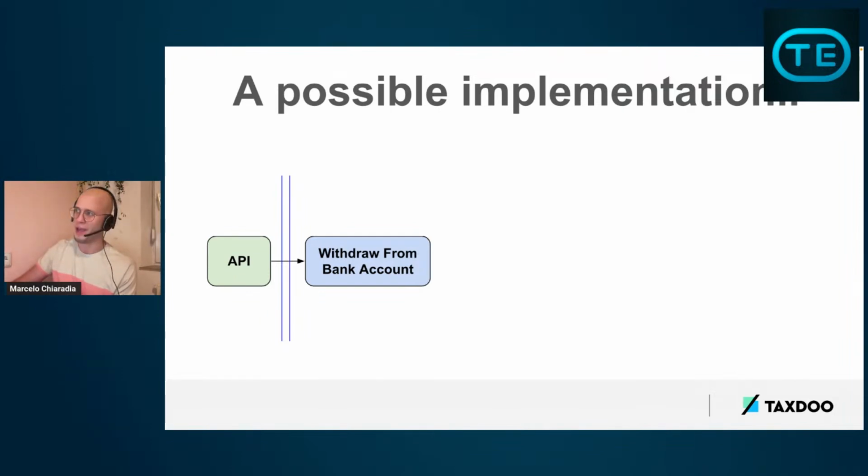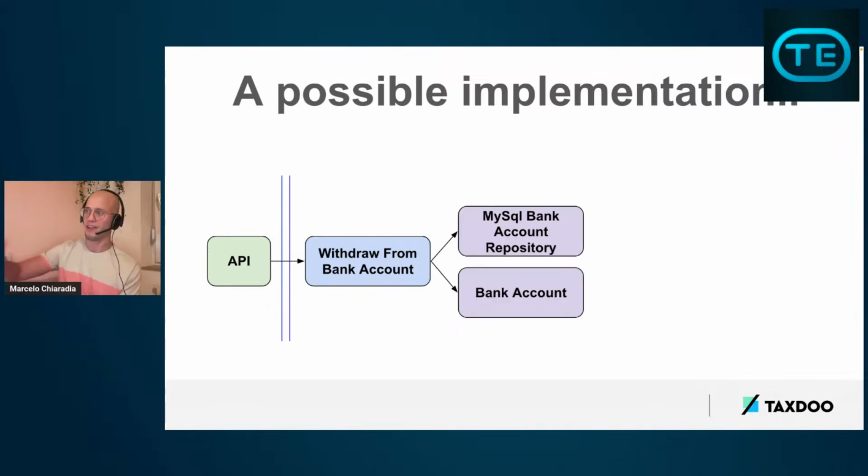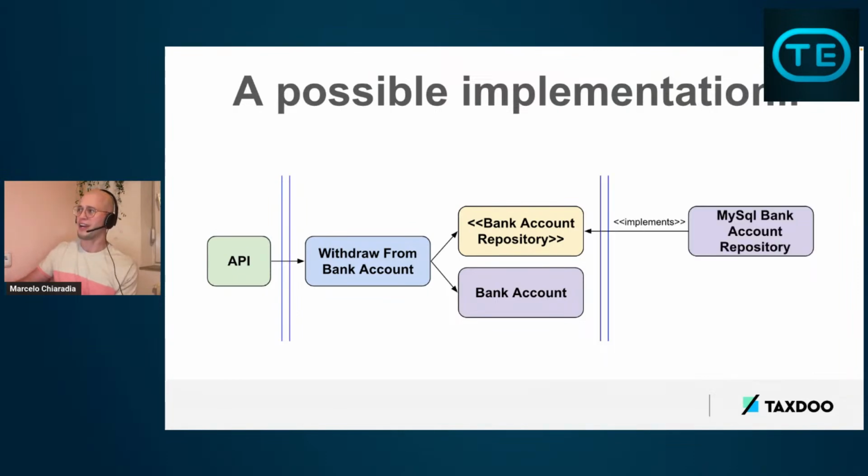So a better design would be to use collaborators for the tasks that we need to perform. For example, we could use a MySQL repository to handle the persistence, and the bank account just to handle the check of the balance and perform the withdrawal. Now, a better design, going a little bit further, we could actually have an interface instead of the real repository and make our real repository implement that interface.